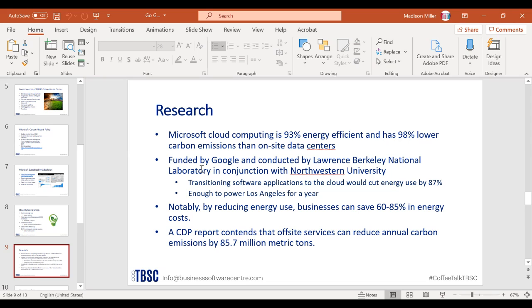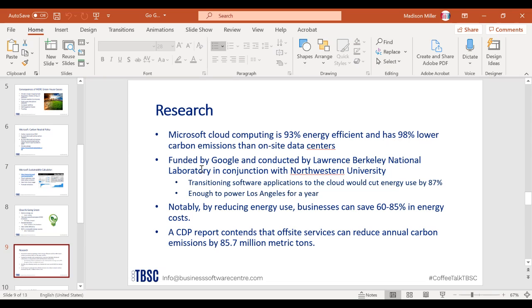Microsoft Cloud Computing is 9% energy efficient and has 98% lower carbon emissions than on-site data centers. And then I found this other study here that shares transitioning software applications to the cloud cut energy use by 87%, and the power Los Angeles for an entire year, which is incredible. Which I found that said businesses can save 60 to 85% in energy costs if they would just switch over to the cloud.